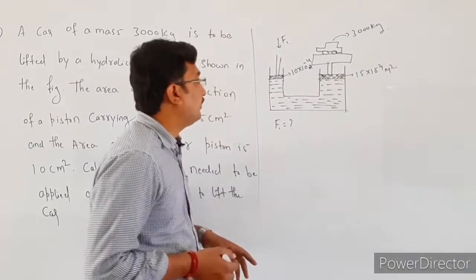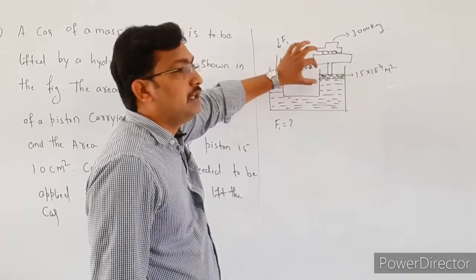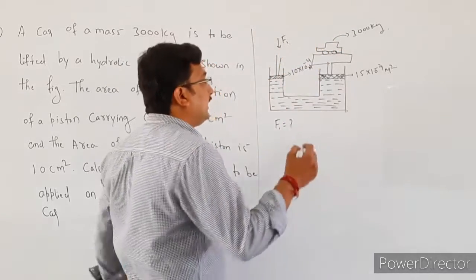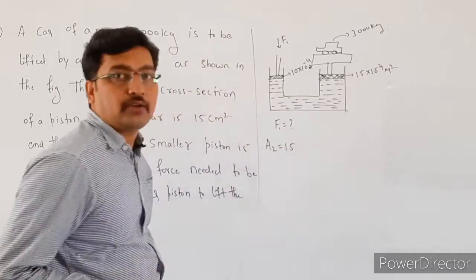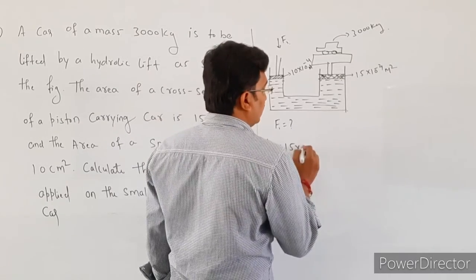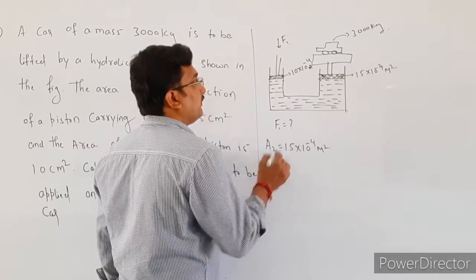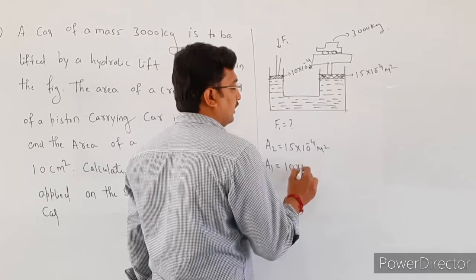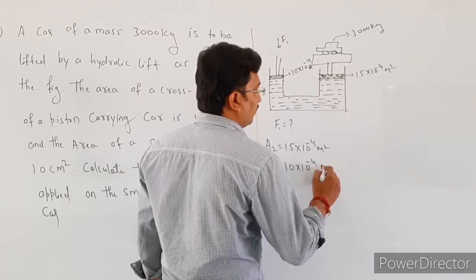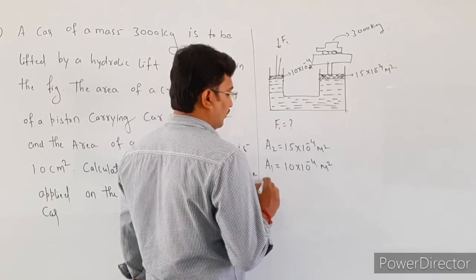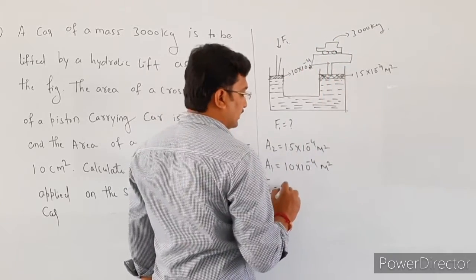See here, in this case the mass of the car is given, that is 3000 kg, and the area of the larger piston, that means A2, is equal to 15 centimeter square. Convert into meter square, then it is 15 into 10 to the power of minus 4 meter square. Next, the area of the smaller piston, that is A1, is equal to 10 centimeter square. Convert this into meter square, that is 10 into 10 to the power of minus 4 meter square. And here the force F2 is nothing but the mass into acceleration due to gravity.